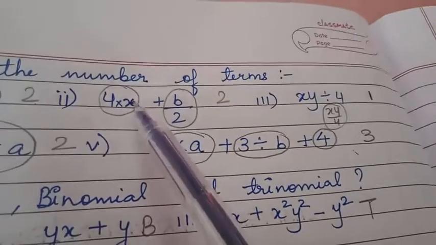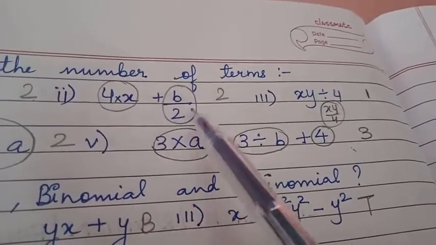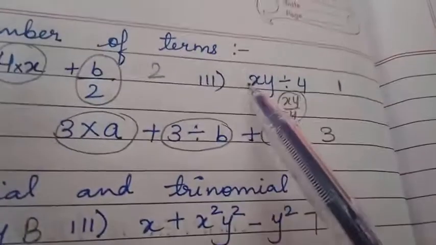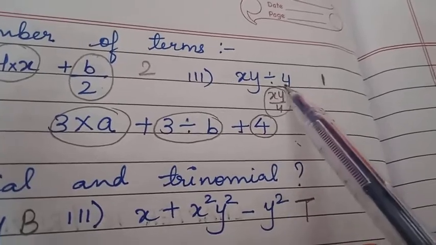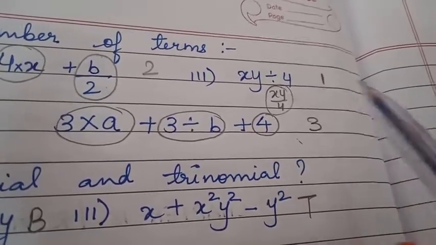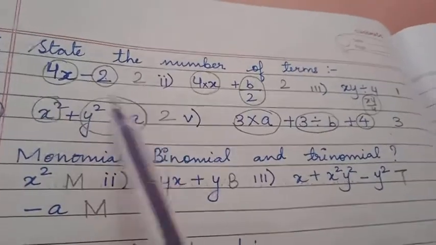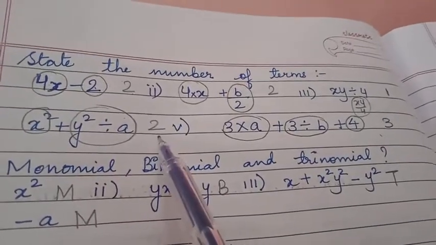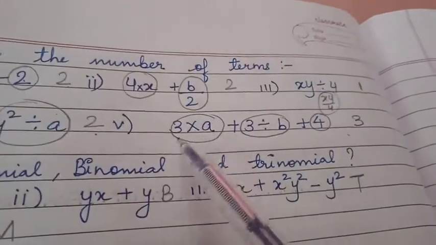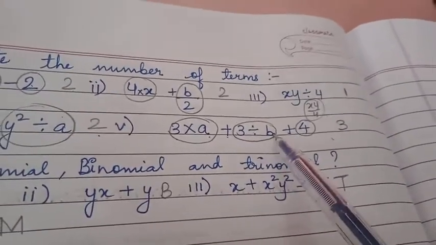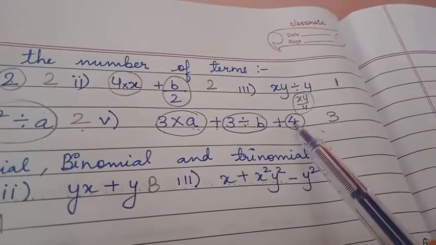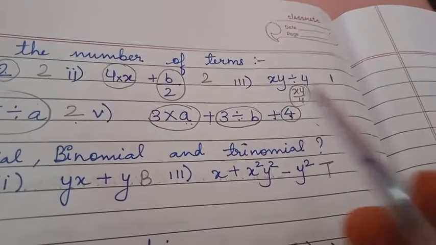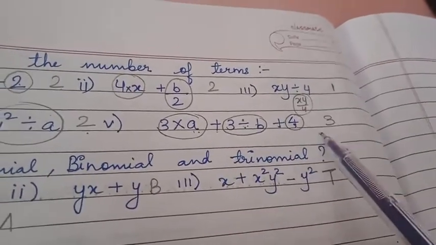Here 4 multiplied by x is taken as 1 term plus b by 2. So 1 and 2, 2. Here xy divided by y. So I can write it in this way, xy upon y. So it shows that it is 1 term. So write 1 as the answer. Here 1, 2. So the total number of terms are 2. 3 multiplied by a plus 3 divided by b. So 1, 2, and this third term is a constant, that is 3. Third term is 3. So 1, 2 and 3. So there are a total of 3 terms.